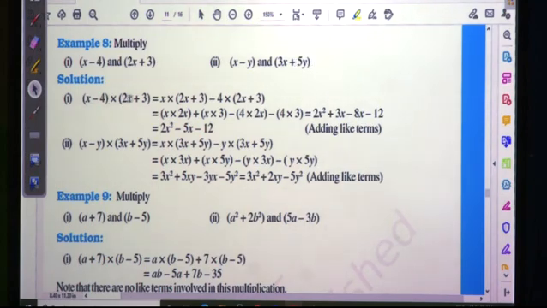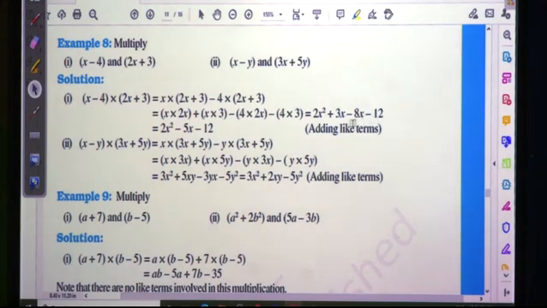x minus 4 into 2x plus 3, it is what? x into 2x plus 3 minus 4 into 2x plus 3. So, x into 2x plus x into 3 minus 4 into 2x minus 4 into 3. This becomes 2x square plus 3x minus 8x minus 12.